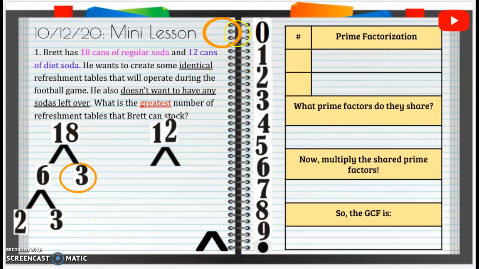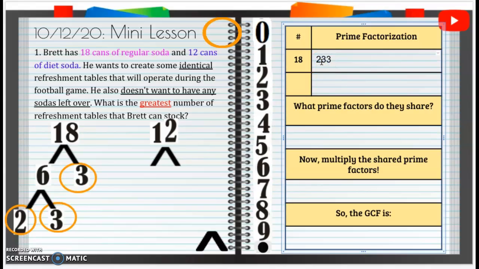Is 2 a prime number? Yes, it is, because the only 2 factors are 1 in itself. What about 3? Is 3 a prime number? Yes, it is, because the only 2 factors are 1 in itself. Are there any more branches to continue and break down? Nope. So our prime factorization of 18 is going to be, in order from least to greatest, a 2, a 3, and another 3.